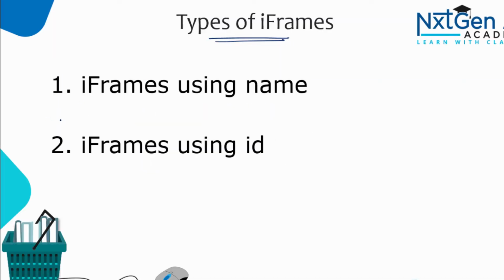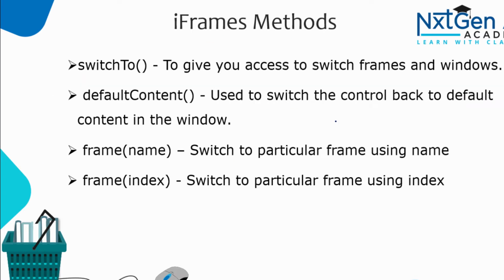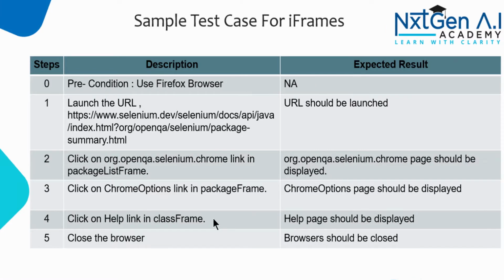Then we have 2 types of iframe. One is using the name, we can find it, then using the ID. We will code for both the scenarios, and these are all the methods we use to automate the iframe test case. From now, all the automation test cases will be done with the help of the Firefox browser. So let me explain this requirement.